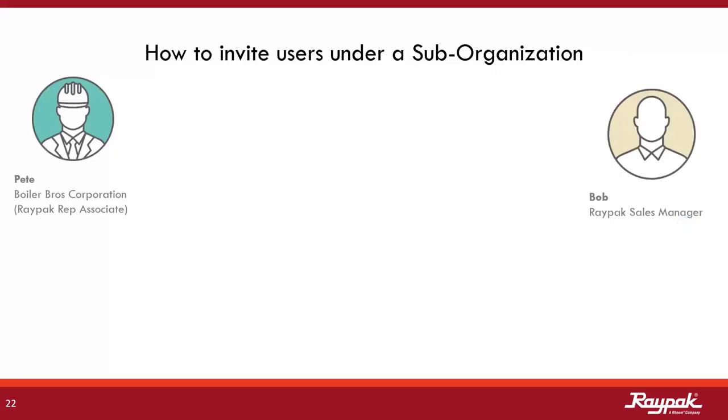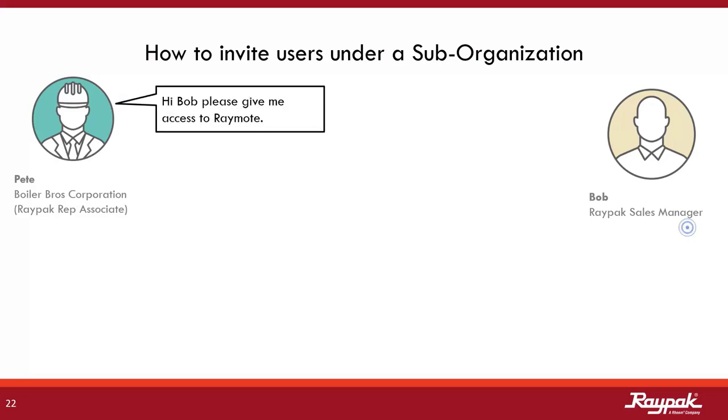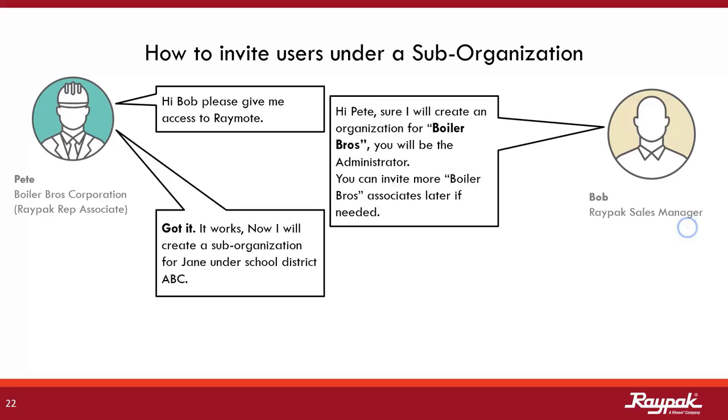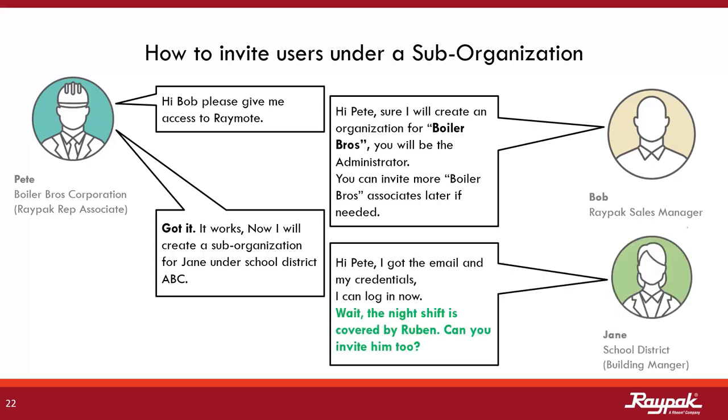So now, same process, but now we're going to invite somebody at a suborganization level. So let's retake the same example. Pete calls Bob for access on remote. He provides the credentials. Now Pete invites other people at Boiler Corporation, but also he's creating the suborganization for Jane. And Jane says, okay, I have access, but you know what? At night, I have to have Ruben, who is going to be accessing the night shift. So she doesn't know how to invite Ruben.